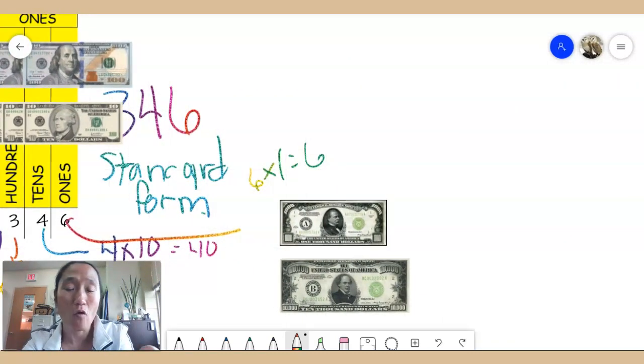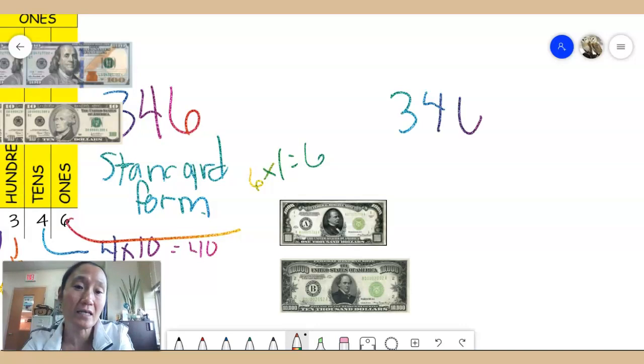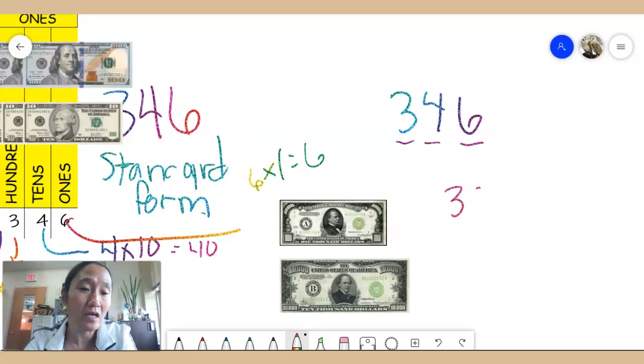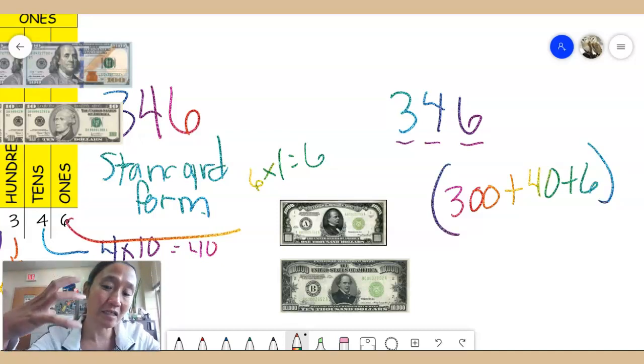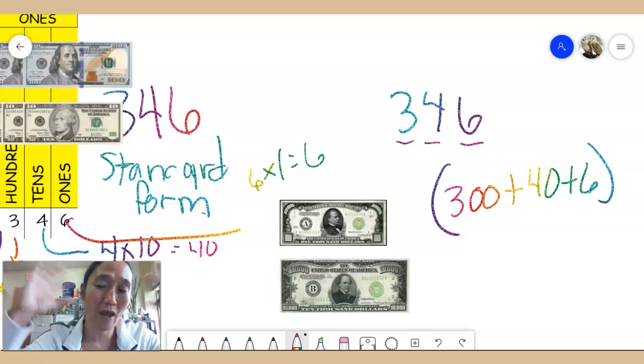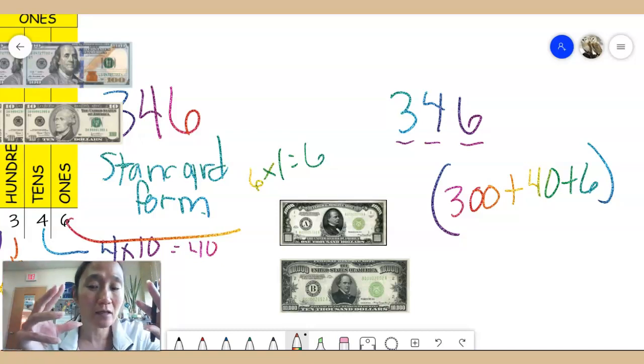The expanded form for 346 just tells you what is the value for each place. What is the value? 300 plus 40 plus 6. I put that in parentheses because you have to keep them all together. It's one number. Add them in any direction you like, but those parentheses tell you they have to stay together.